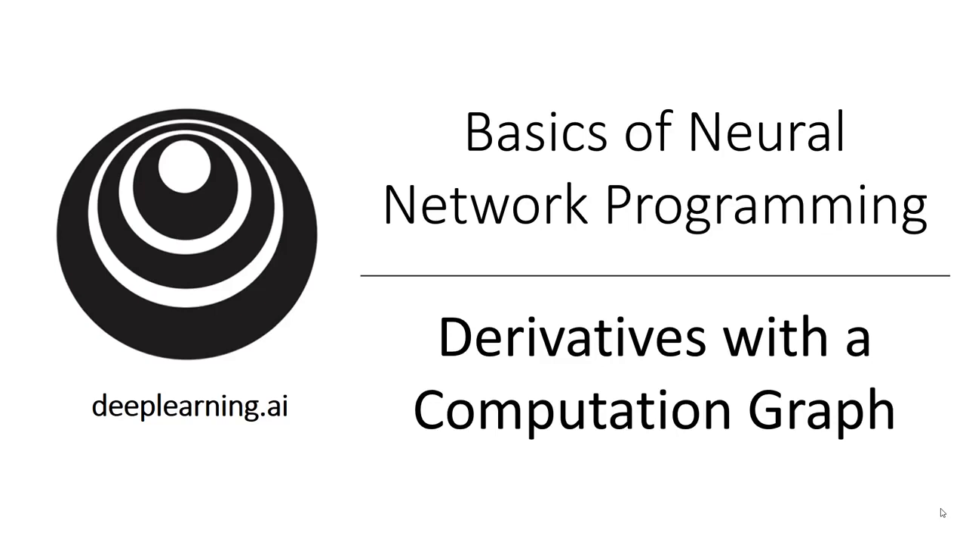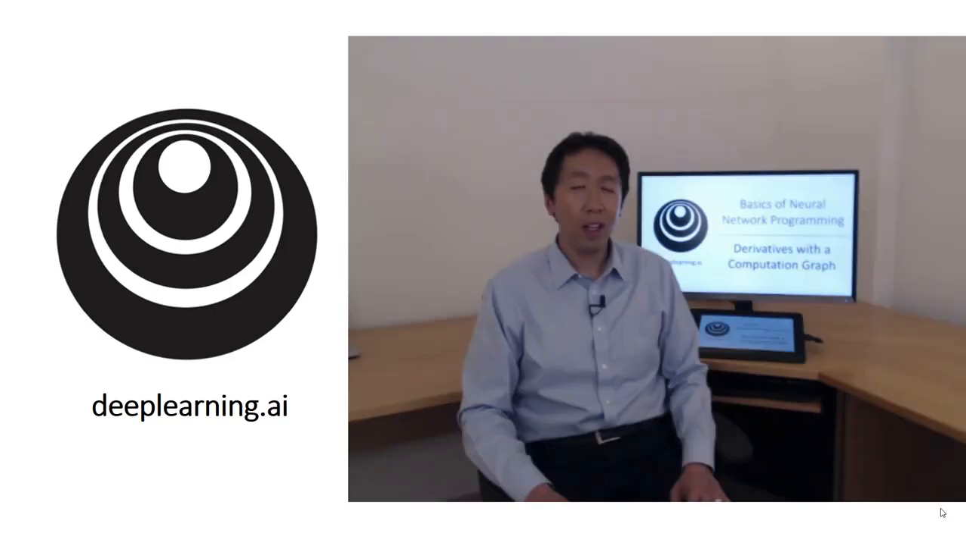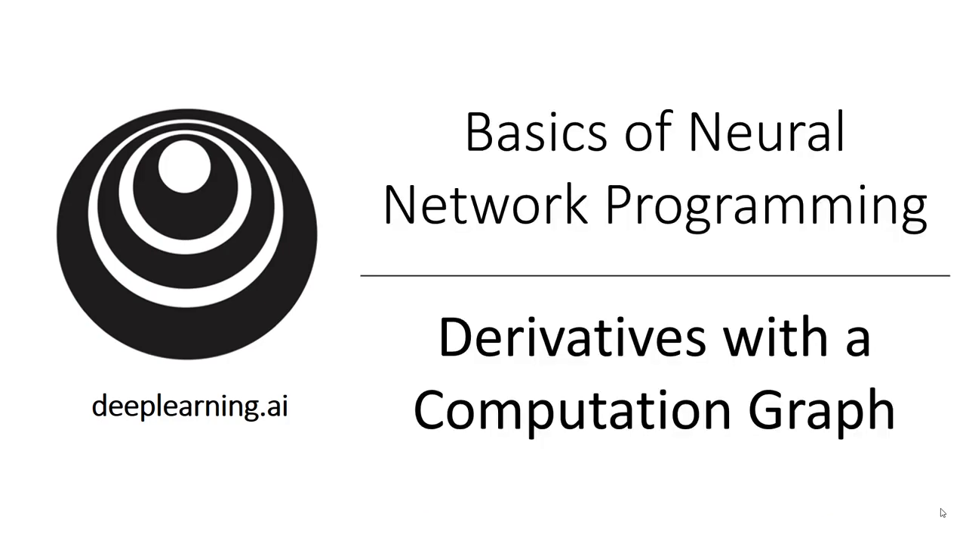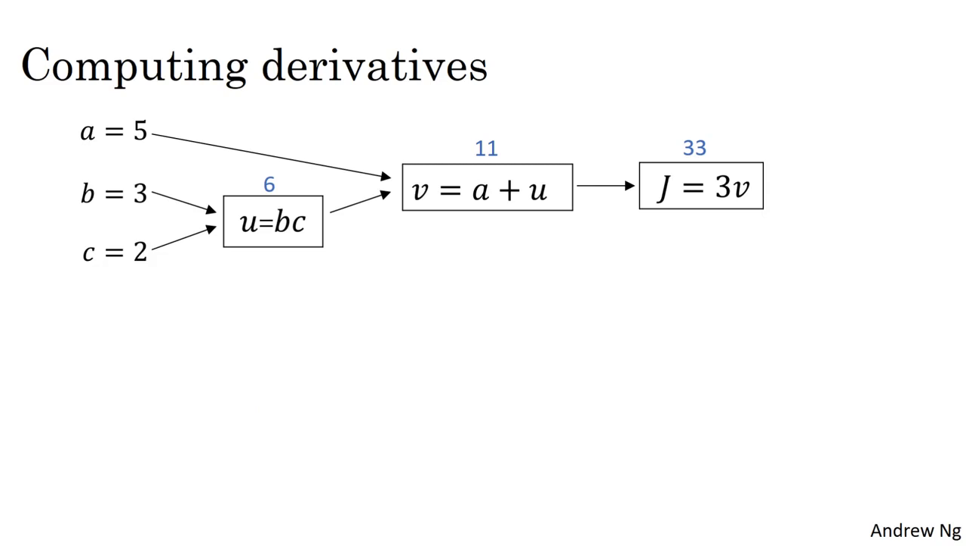In the last video, we worked through an example of using a computation graph to compute a function j. Now, let's take a cleaned up version of that computation graph and show how you can use it to figure out derivative calculations for that function j. So here's our computation graph. Let's say you want to compute the derivative of j with respect to v.